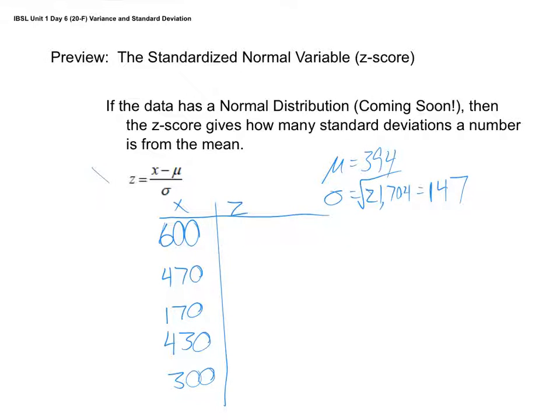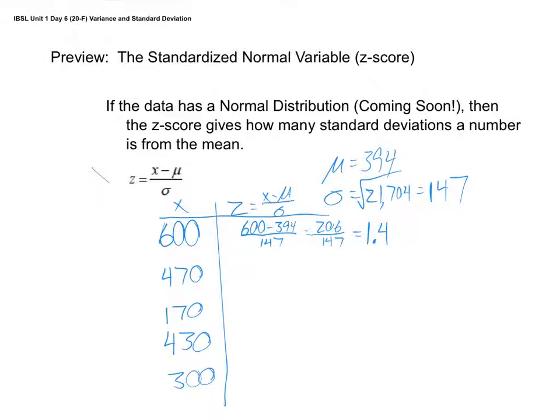Okay. So, if those are my scores, then my z-score is x minus mu over the standard deviation. So it's going to be 600 minus the 394 divided by 147. So it's whatever 206 over 147 is. Okay, so it's like 1.3 or something like that. What do we get there? 1.4? Okay. So our z-score there is 1.4, so this is 1.4 standard deviations above the mean.